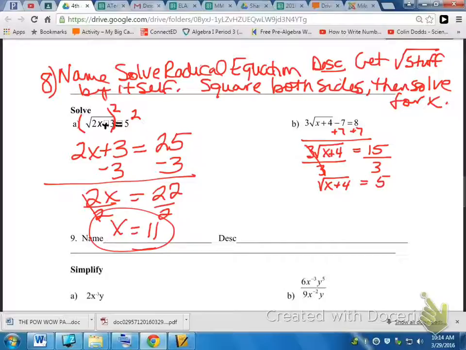I've got the radical by itself. So I'm going to square the left and I'm going to square the right. And when you square, the square eliminates the radical sign and you get x plus 4 equals 25. You subtract 4. x equals 21.